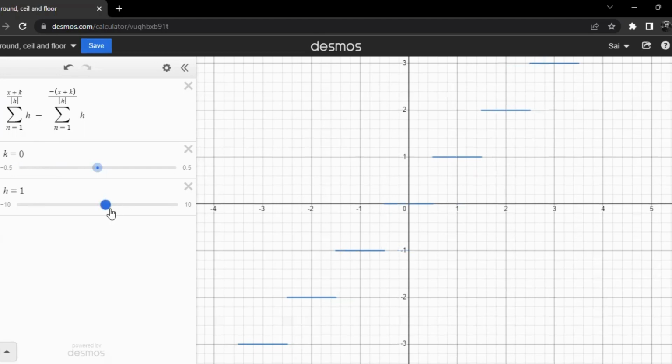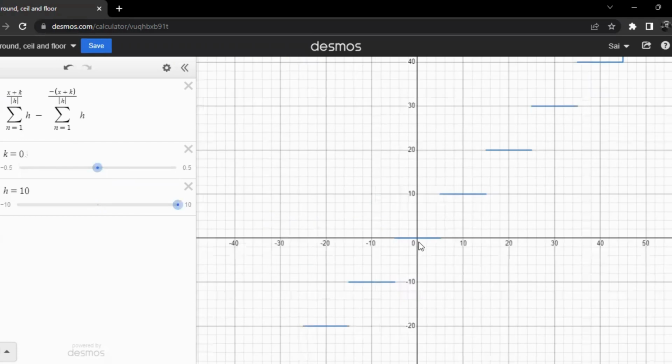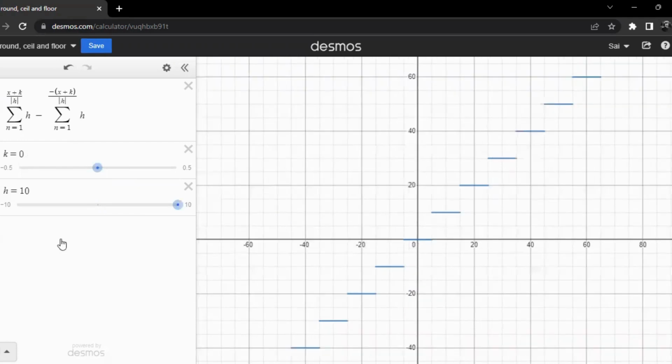So over here we have x to be the value that we want to estimate, and h is the multiple that we want to estimate it to. Over here it's 1, so for any input of x, it just estimates it to the nearest integer. Now if I were to set this to somewhere like 10, for example, it would take in an input such as x equals 3.2 over here.